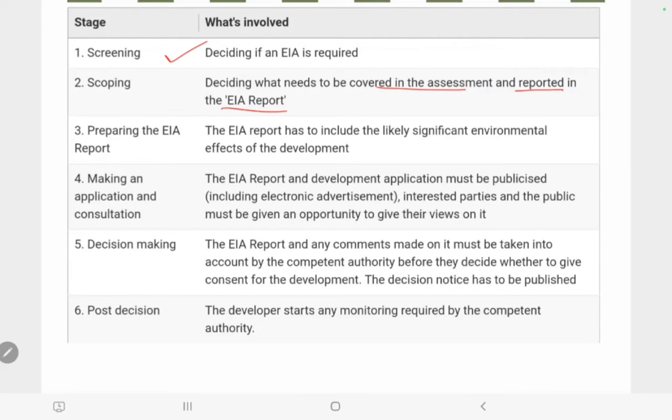Okay. Third is preparing the EIA report. The EIA report has to include the likely significant environmental effects of the development. ठीक है, कि क्या environmental effects जो हैं हम expect कर सकते हैं, हो सकते हैं इस project से. Fourth is making an application and consultation. Then the EIA report and development application must be publicized. Okay. It may be via electronic advertisement also. Interested parties and the public must be given an opportunity to give their views on it.